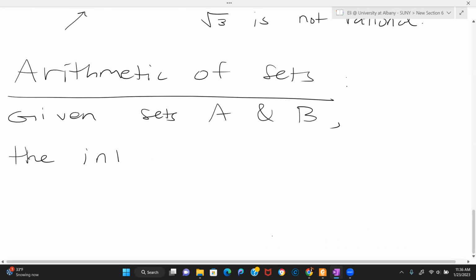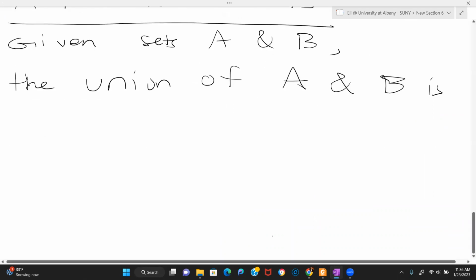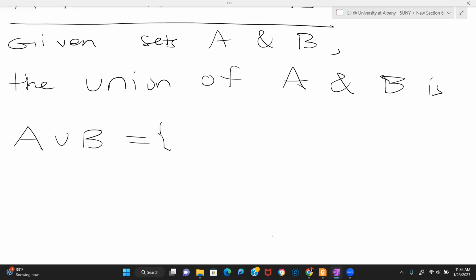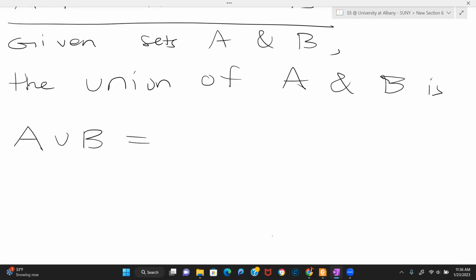Or sorry, let's start with the union. The union of A and B is defined to be the following. It's going to be a new set, built from these sets. It's not necessarily true that I can list the elements of A and B. For example, if A was the rational numbers, I can't just explicitly list the elements. So there's no reason to think I can explicitly list the elements of their union. So I need to use set builder notation to define this set.